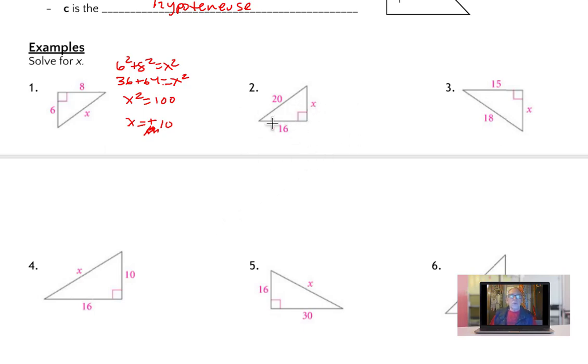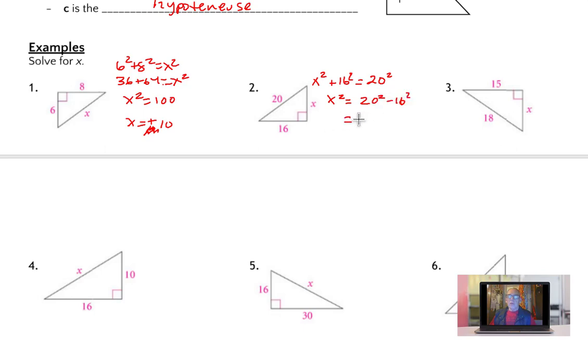Let's look at number 2. Here the hypotenuse is 20, so 20 squared goes in the C position. A squared plus B squared is x squared plus 16 squared. So x squared plus 16 squared is equal to 20 squared. Take away 16 squared from both sides. X squared is equal to 20 squared minus 16 squared.